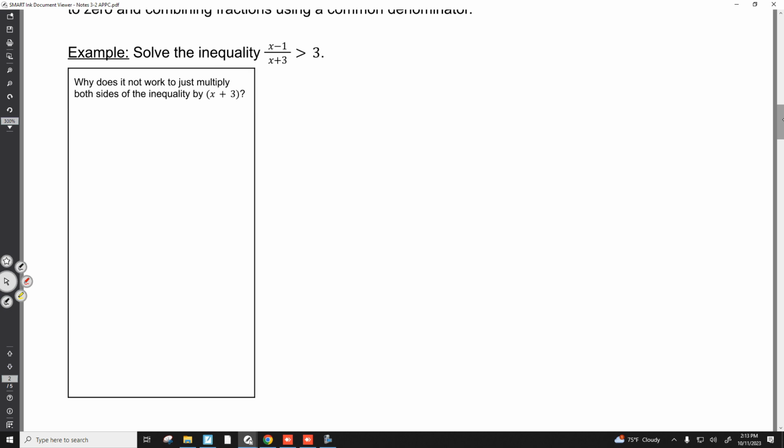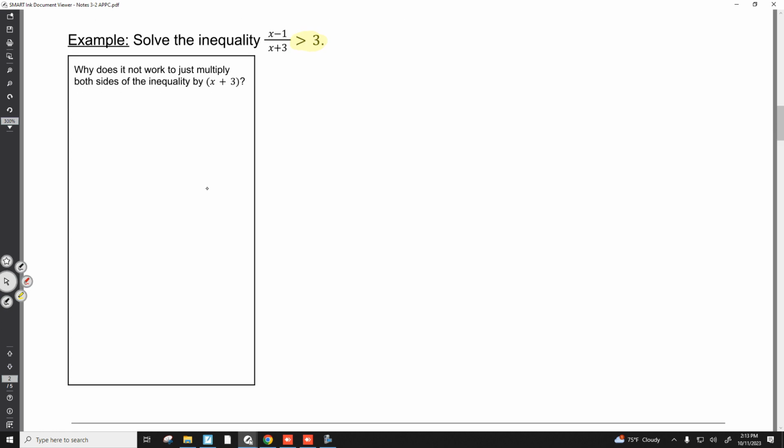What if we have inequalities, but not bigger than or less than zero? This question is, when is our rational function x minus 1 over x plus 3 greater than 3? Or it could ask for less than 3. Cool. Well, many of us, when we see this question, will think, oh, x minus 1 over x plus 3 greater than 3? Why don't I just multiply both sides by x plus 3?